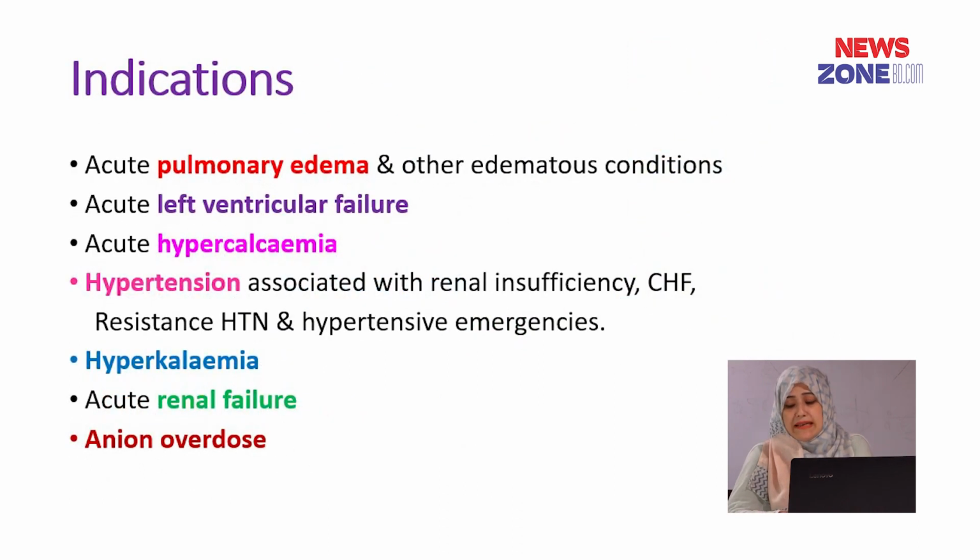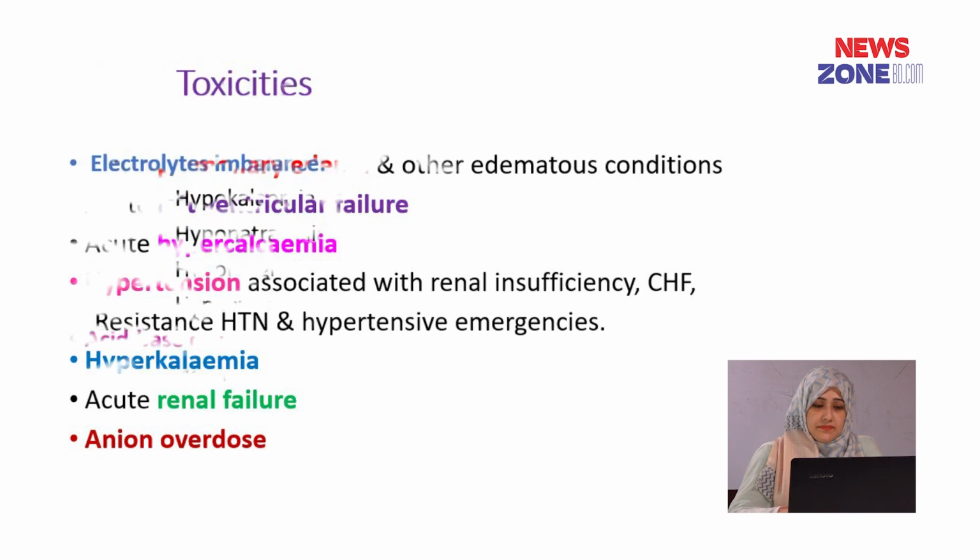Now, what are the indications or uses of loop diuretics? Number 1, acute pulmonary edema and other edematous conditions like left ventricular failure, heart failure, acute hyperkalemia, hypertension associated with renal insufficiency, chronic heart failure, resistant hypertension, hypertensive emergencies, hyperkalemia, acute renal failure and anion overdose.